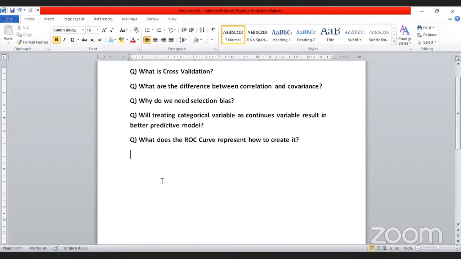So the larger the area under the curve, the better it is for us, right? We always want the area under the curve to be high.